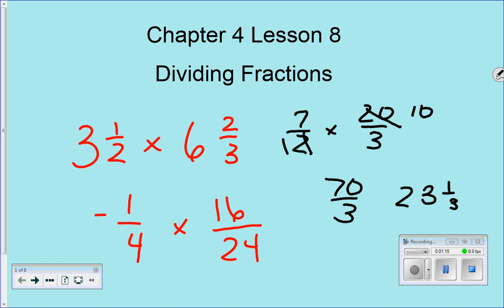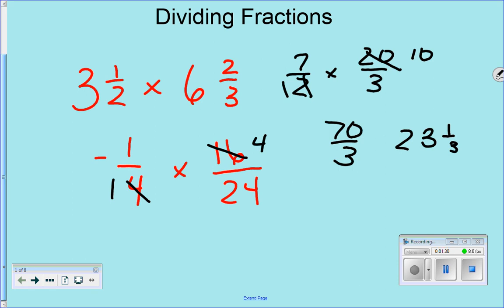What about this one right here? What's the first thing you would do? Negative 1/4 times 16 over 24. What are you going to do? Kaylee, what's the first thing you're going to do? Sure. We reduce by 4, I'm guessing, right? Once goes in 4 times. Jacob, what's the next thing you would do then? You would. So 1 times 4, right? 1 times 24, you get this.